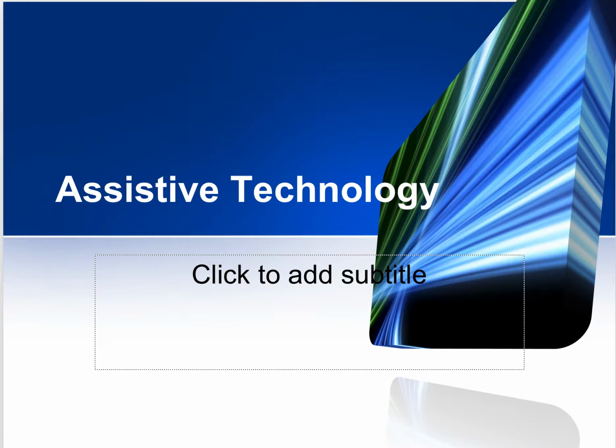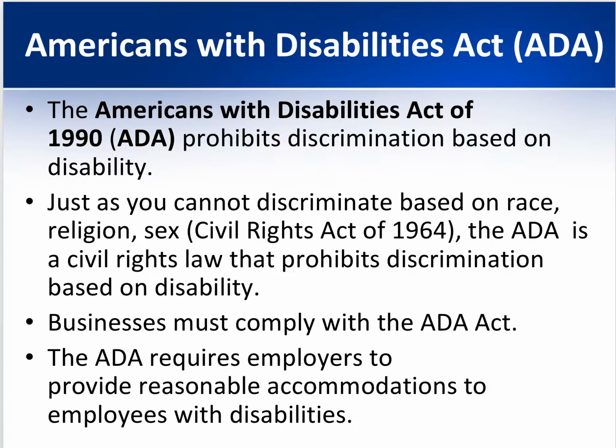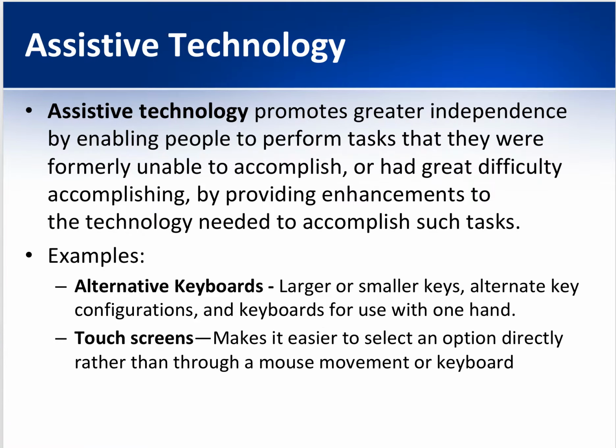is on assistive technology. The Americans with Disability Act prohibits discrimination based on disability. Similar to how you can't discriminate based on someone's race or religion, you also can't discriminate based on a disability. And businesses have to comply with this act, and therefore employers have to provide reasonable accommodations to employees with disabilities. So what is assistive technology?